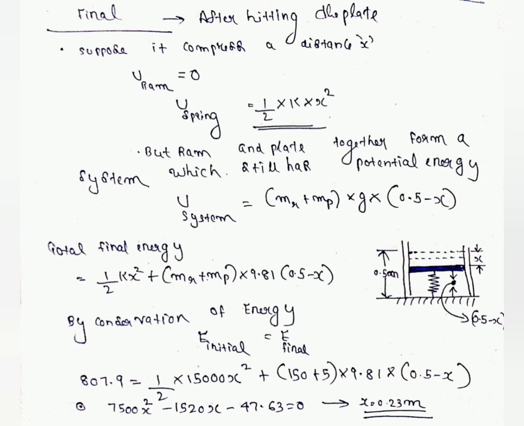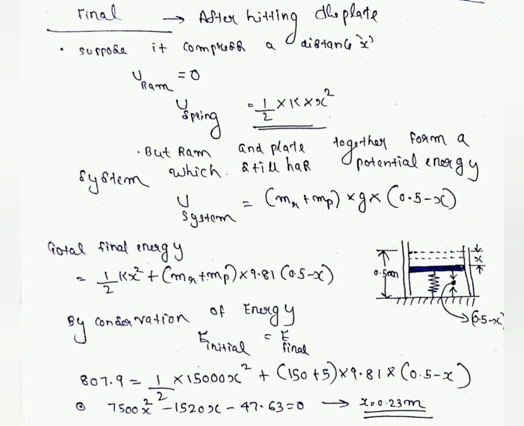So the potential energy of the system uses the same formula, simply mgh, but the mass is not just for the plate. It's the sum of both ram and plate, because you have to consider the mass of the system, right? So after collision, it would be the sum of the mass of both ram and plate. So (m_r plus m_p) into g into h.